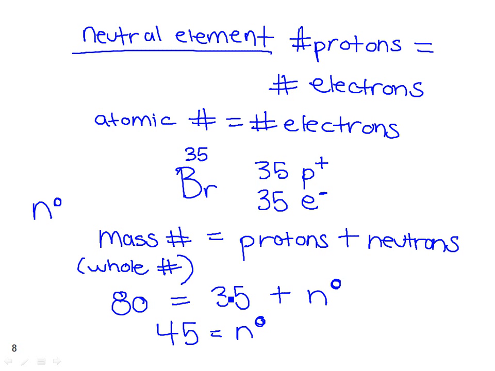Okay, so let's do another example. If you were given the element sulfur, so sulfur is our element, and we're told that it has a mass number of 32.